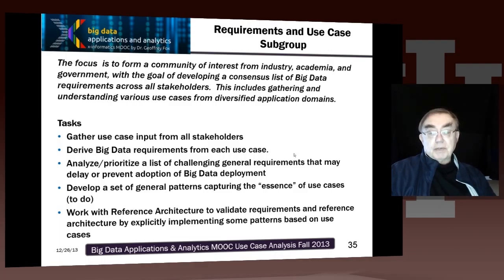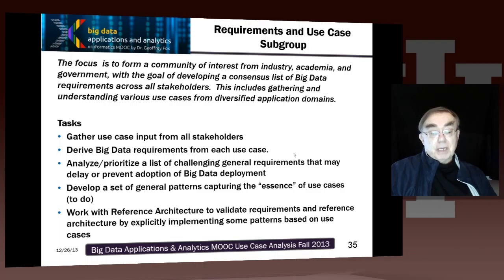This was a slide essentially summarizing what we did on September 30th. At that time, we agreed that a next step was to look at general patterns. Some of that I've already done and will be presented in the next unit when we look at the different features of the use cases. Something which has not been done is to validate the requirements and reference architecture by implementing some of these patterns.